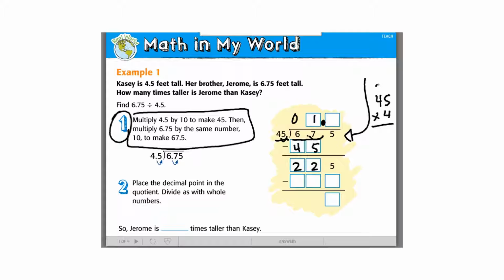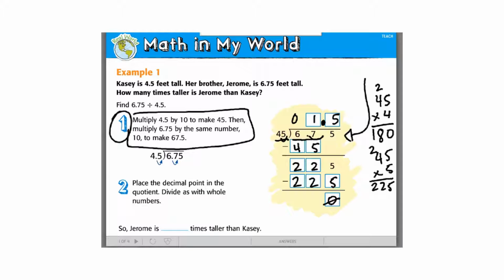So 4 times 5 is 20, 4 times 4 is 16, plus 2 more is 18. So then we can see if maybe it'll go in again. So let's try 45 times 5. 5 times 5 is 25, 5 times 4 is 20, plus 2 more is 22. So it goes exactly 5 times. 5 times 45 is exactly 225, and then I get no remainder. So my final answer is 1 5/10.